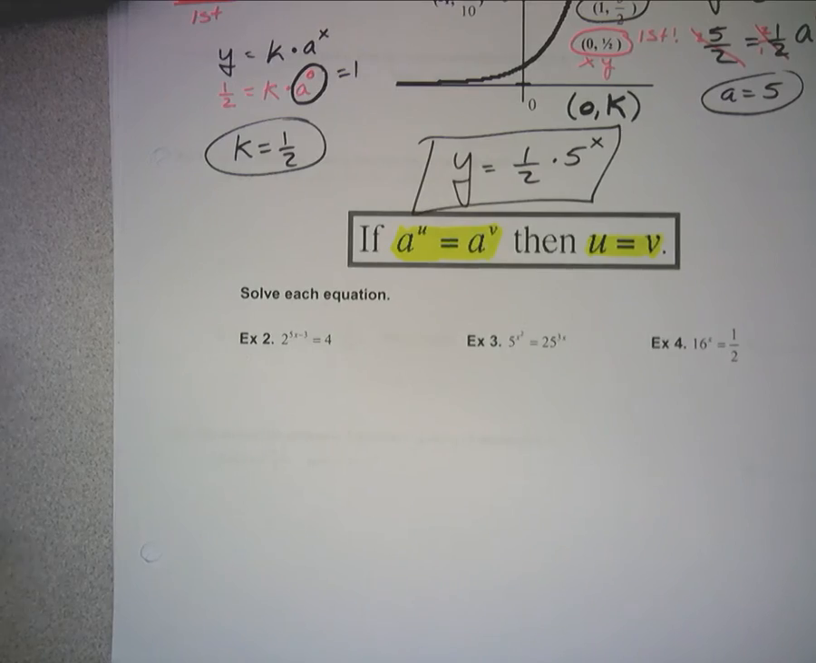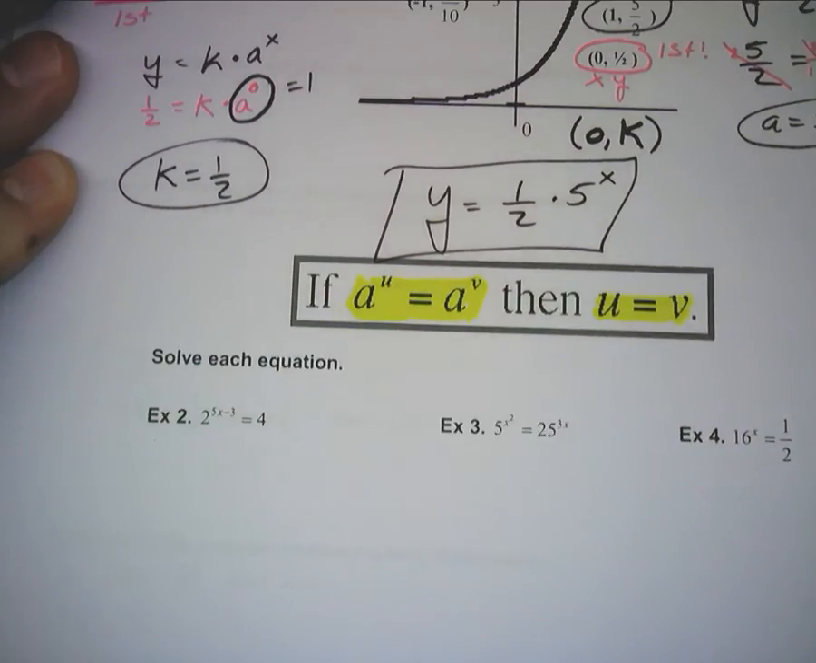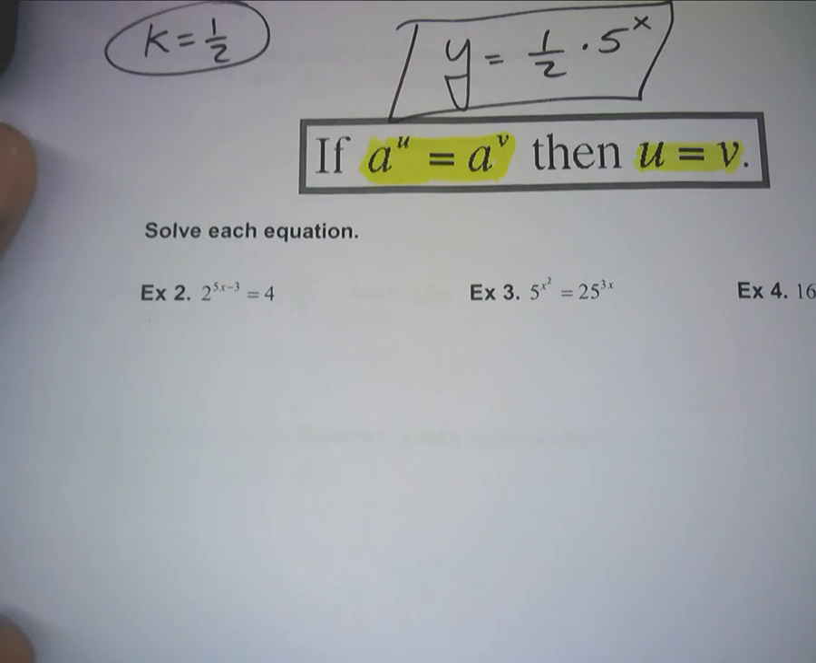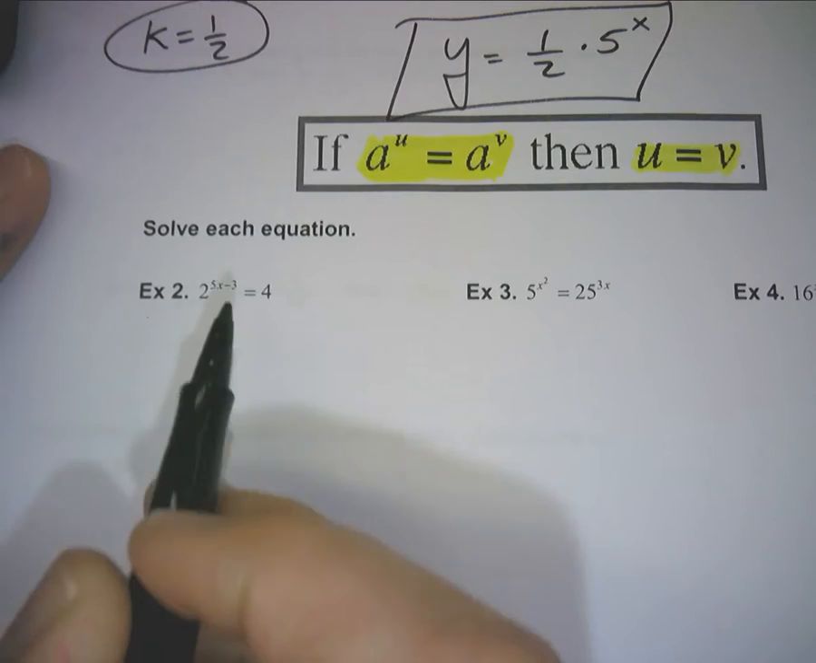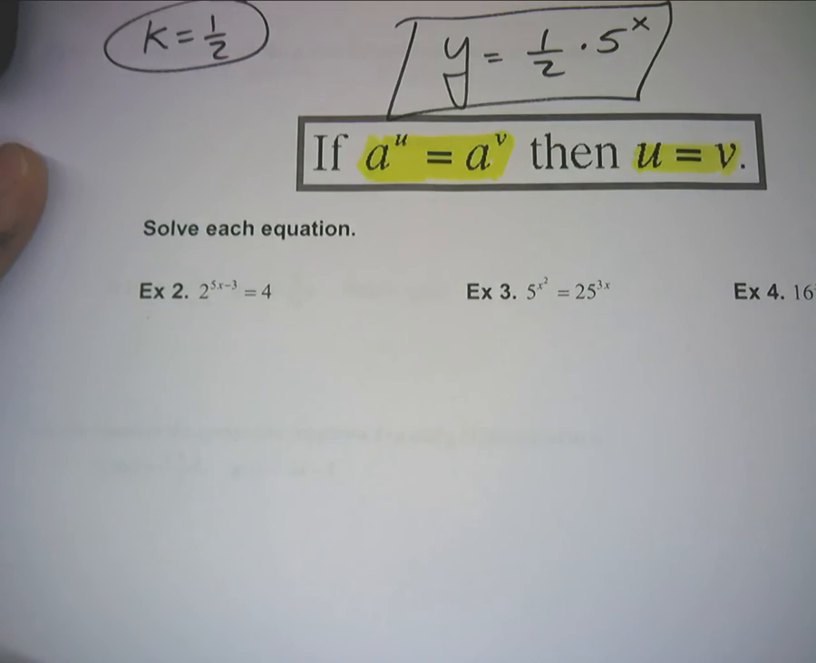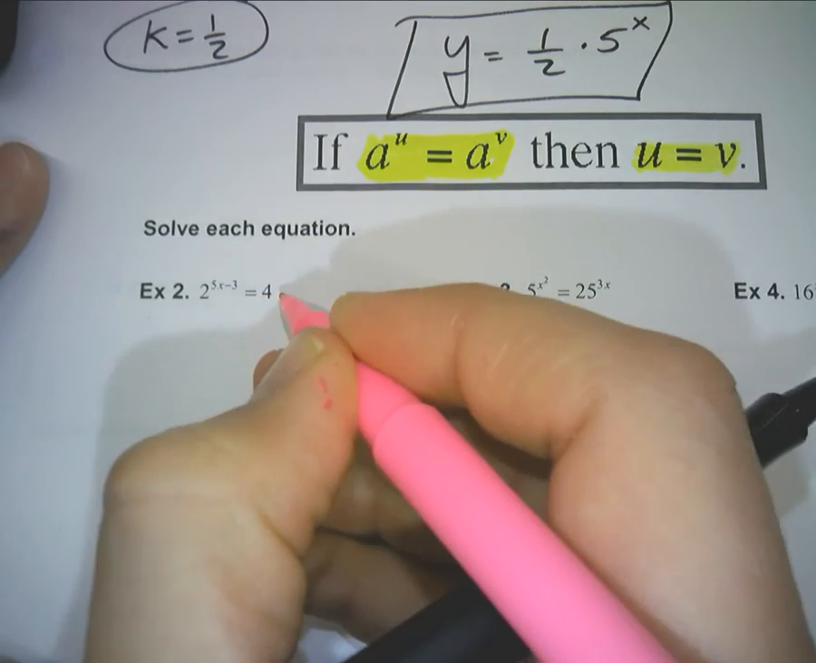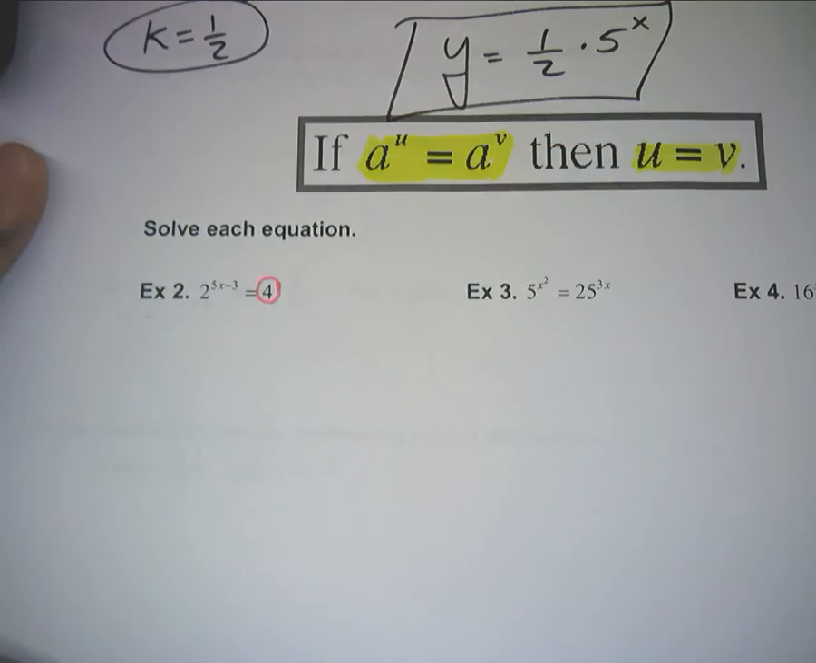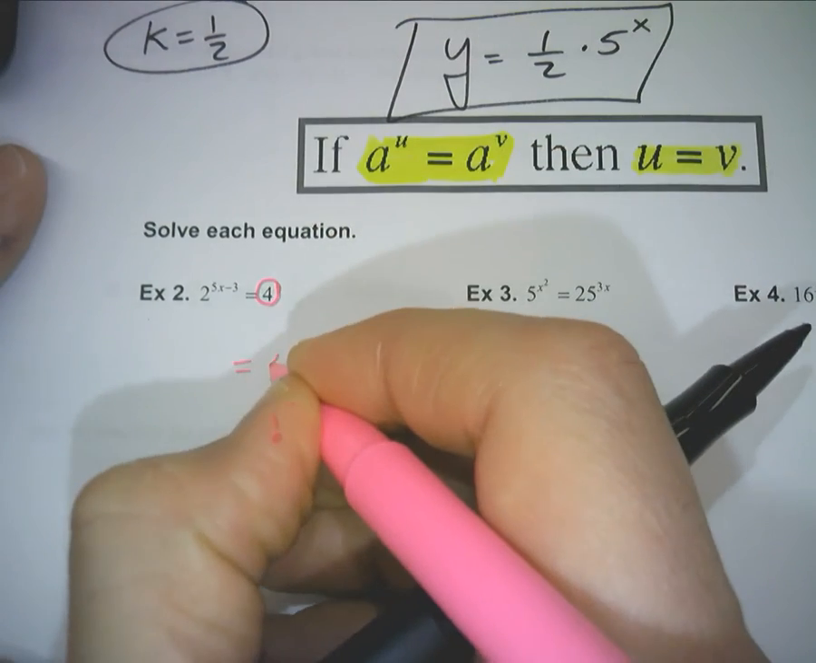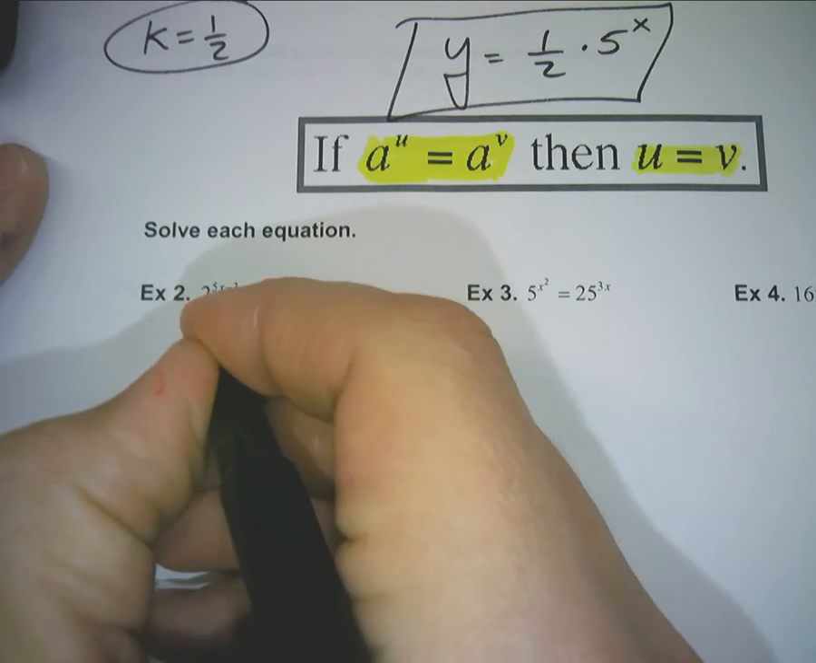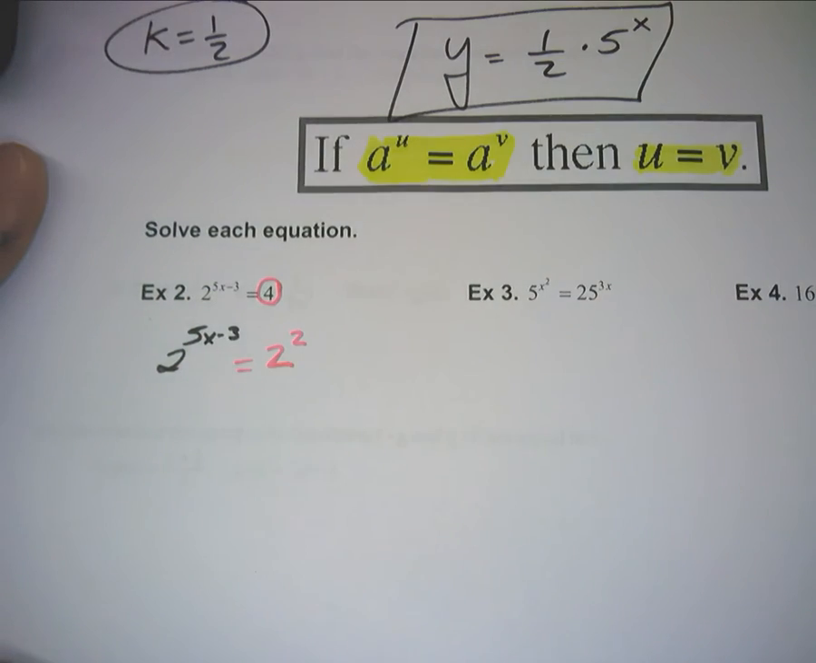Okay, so when I take a look, and I'll zoom in here so we can see this a little, exponents are pretty small. Can you guys see that all right? If you can't see, I'll read it out here. I've got 2 raised to the 5x minus 3 power, and that equals 4. Well, what I see is I have a base of 2 and a base of 4. I can take the bigger base and change that guy. We know 4 can be written as 2 squared, right? So now I have 2 to the 5x minus 3, and that equals 2 squared.